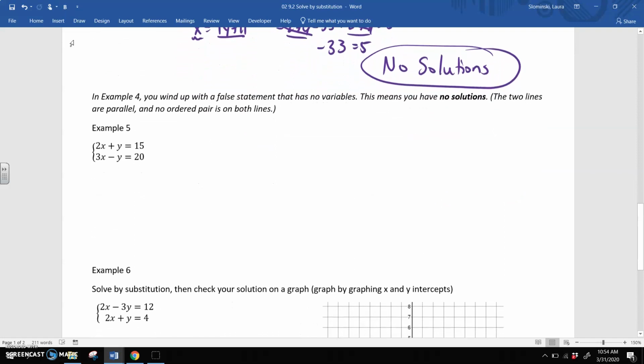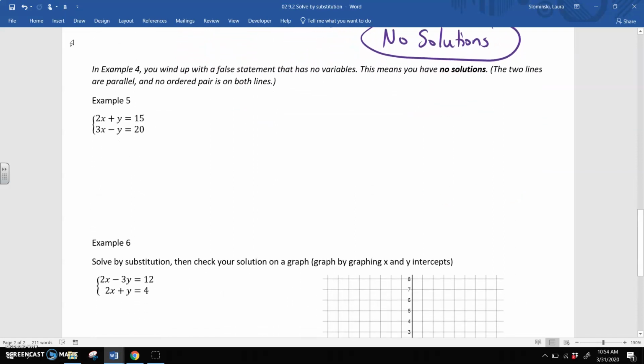Example 5. In this case, both equations would be fairly similar to solve for, except in the second one, the y is negative. So I'm going to use the first equation and solve for the y. So I'm going to subtract 2x. So I get y equals negative 2x plus 15.